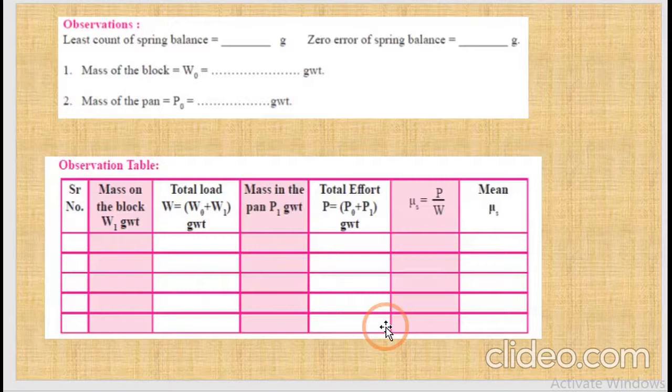That's why the first column is W1, where we are going to add some weight. Then we are going to add the mass of the block to that individual weight. So the second one is W0 plus W1. The third one, mass in the pan, we are going to increase side by side. Then again we are going to add the mass of the pan to that quantity. So the next column is P is equal to P0 plus P1.